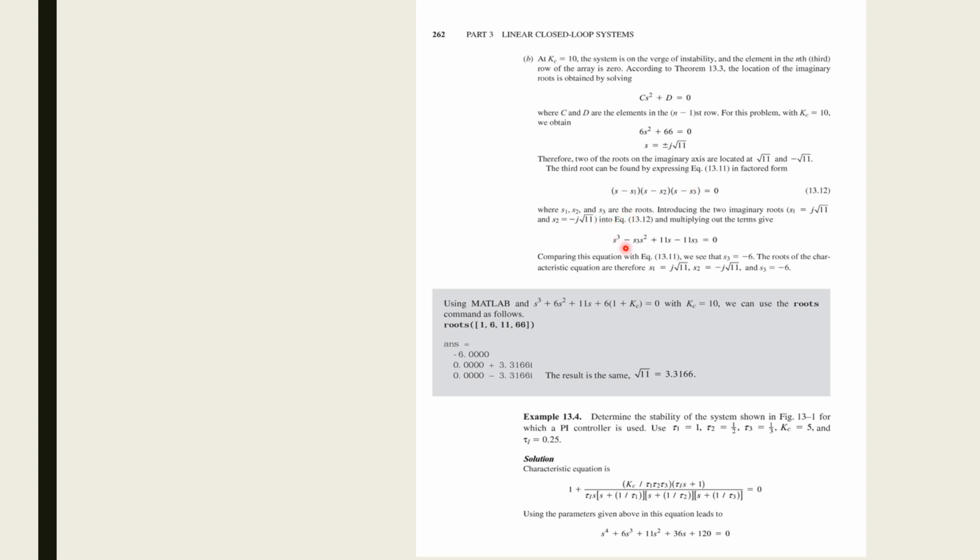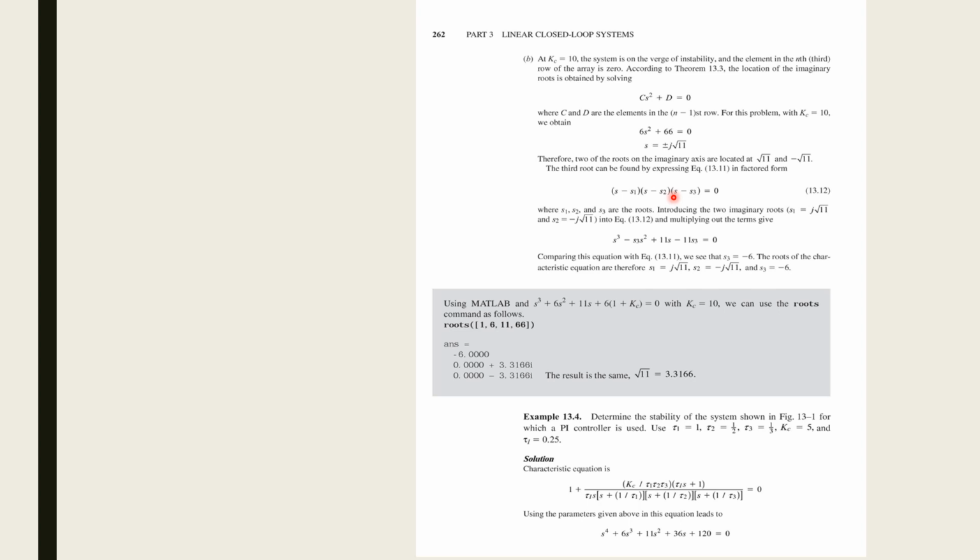So we will find that the third root is s equals minus 6. Okay, and the roots of the equation are therefore s equals plus and minus square root 11 j, a pair of conjugate roots on the imaginary axis, and the other one is minus 6. So this one is positive, this is on the left hand side, stable. This is just stable, basically, as I said before, on the verge of stability.